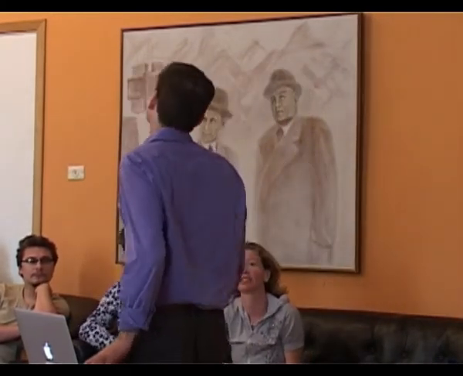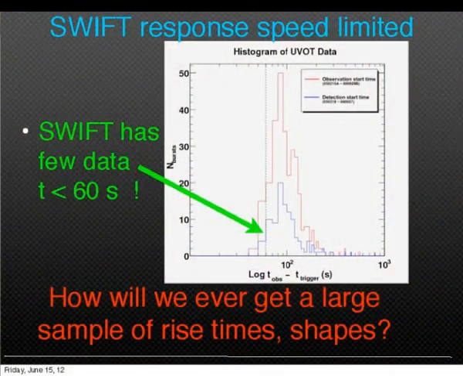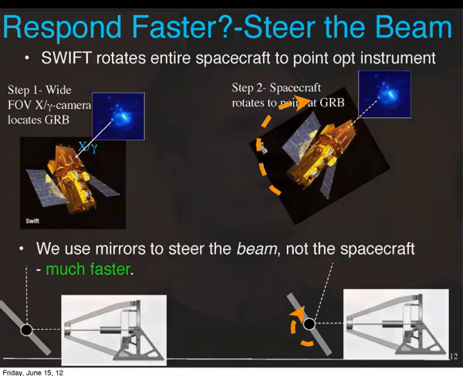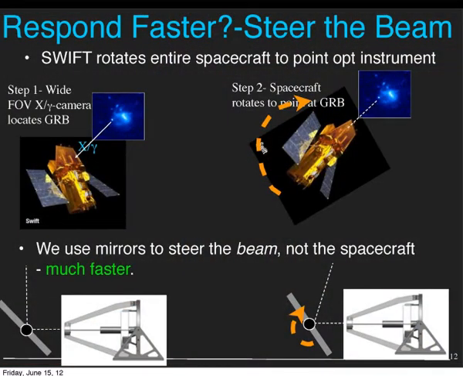No, I know. I totally agree, but if you compare with HST, for instance. Yes, compared with HST, it's much faster. And again, I don't mean to minimize the great job of making Swift pretty swift, but it could be faster. So you have to rotate the whole spacecraft. If you want to respond faster, instead of steering a whole spacecraft, why not just steer a beam? Why not just stick a mirror in front of a telescope, which is much faster, and which is what we've done.